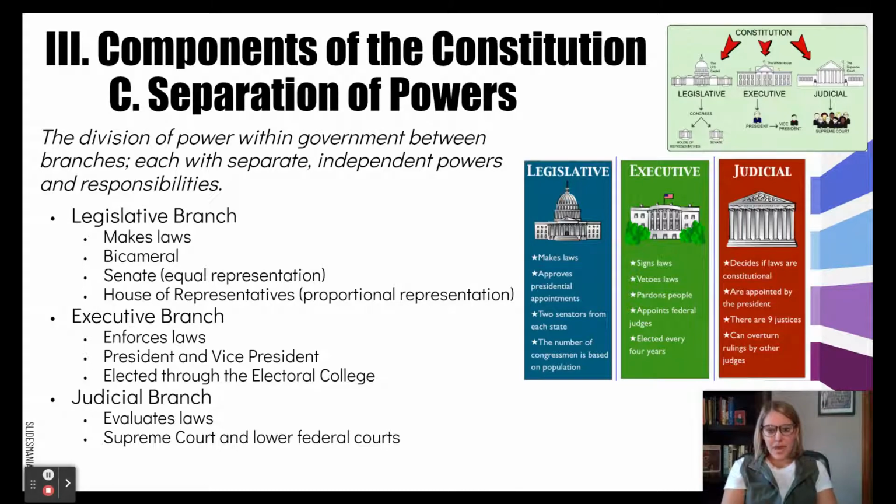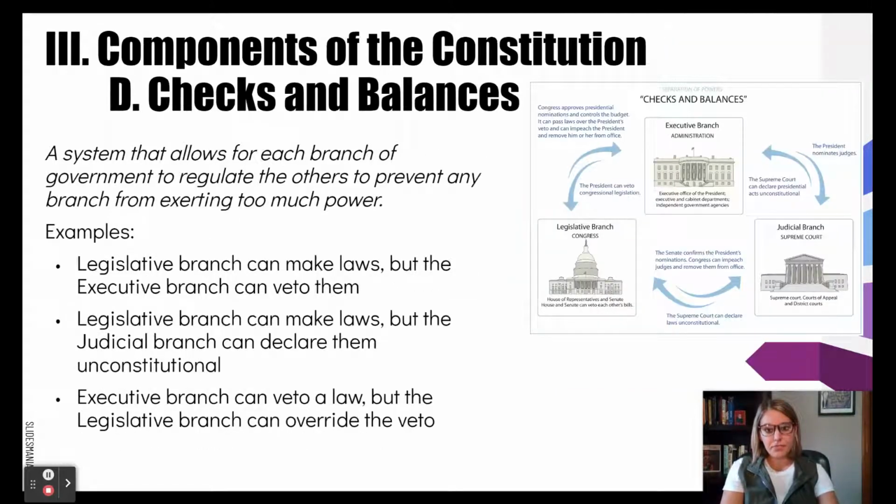Then we have separation of powers. This is the division of power within government between the branches, each with separate independent powers and responsibilities. The goal is to make sure that no branch takes too much power or acts like the British government did, similarly to a tyranny. So, what we see is that the legislative branch is primarily responsible for making laws, the executive branch enforcing laws, and the judicial branch evaluating those laws. And there are other powers that they have as well, but those are the primary ones that we think about in regards to our branches of government.